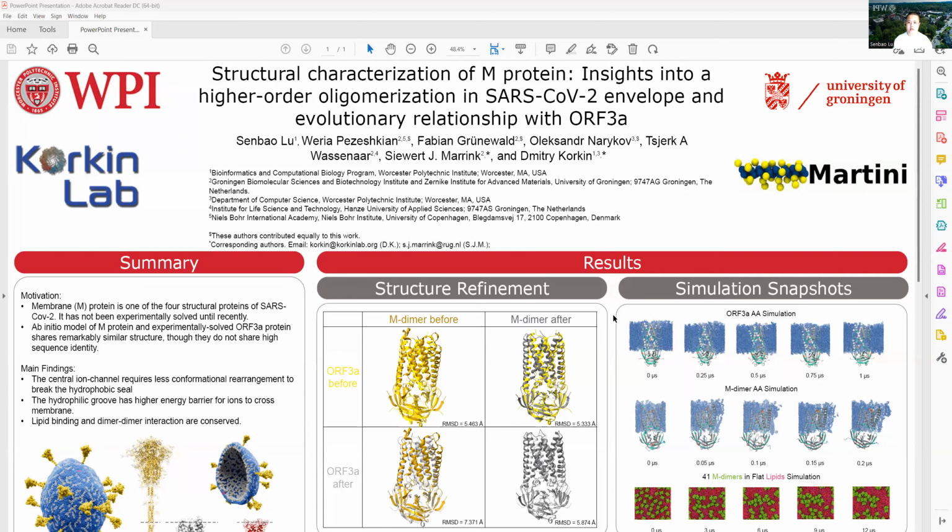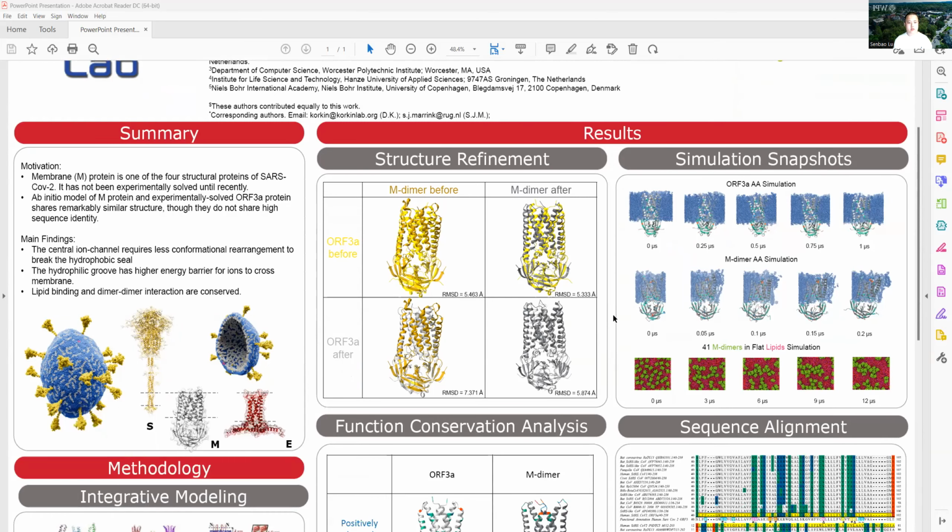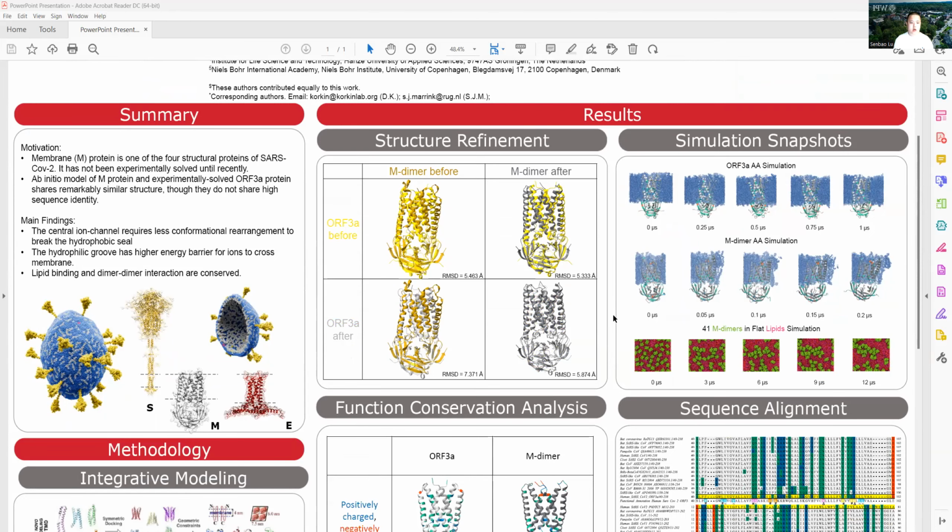Our collaboration started in 2020, where we tried to build an envelope model of SARS-CoV-2. To do that, we need structural information from spike protein, membrane protein, and envelope protein. However, we don't have any experimentally solved M-dimer structure until very recently. So we built an integrative modeling procedure to build our own M-dimer structure.